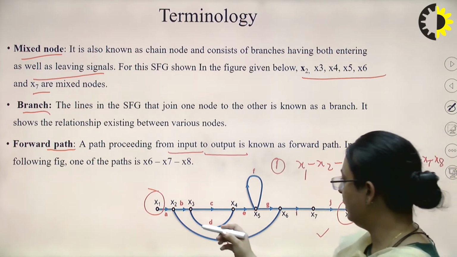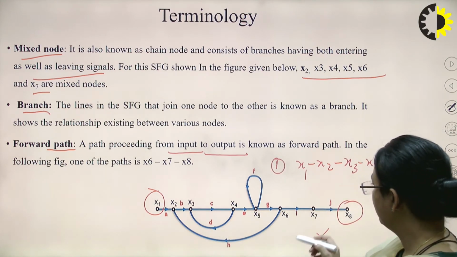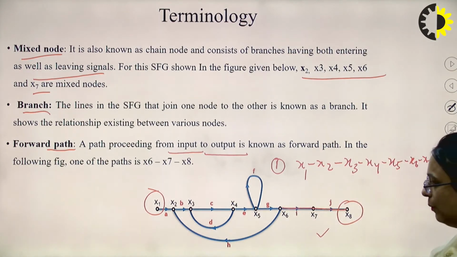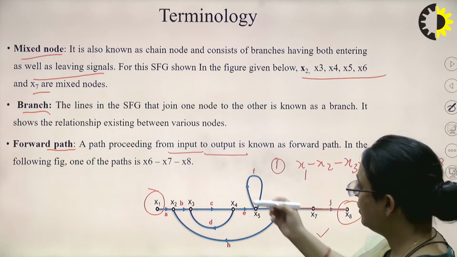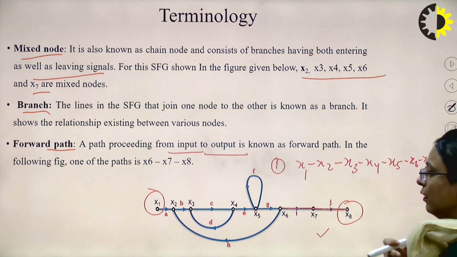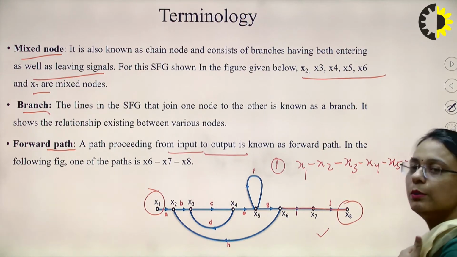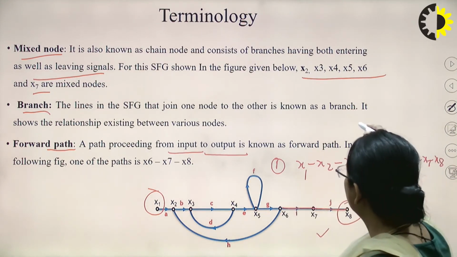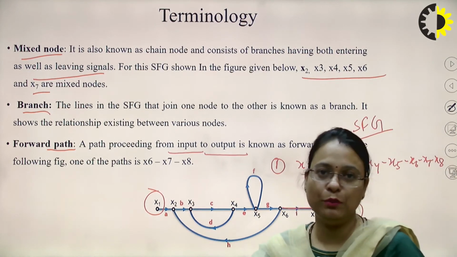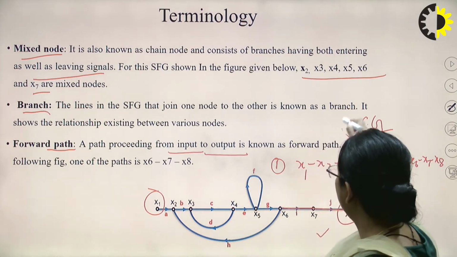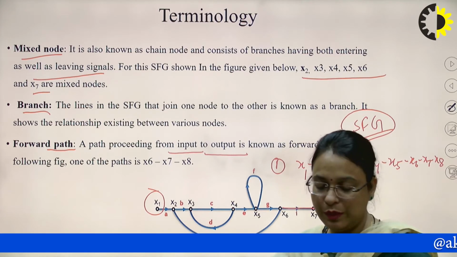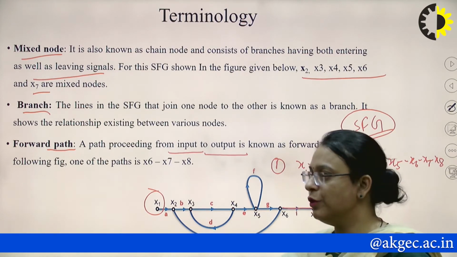Another forward path can be formed here. You can say this can also be represented as a forward path, and it must be from X1 to X8. There could be a number of forward paths in a particular signal flow graph. So SFG, unlike the block diagram, is not a unilateral property of the system. By writing a number of equations, we can form different SFGs of a particular system.